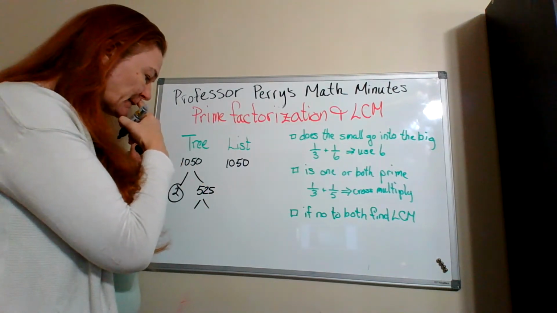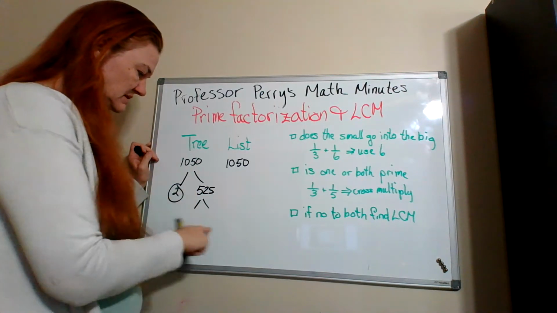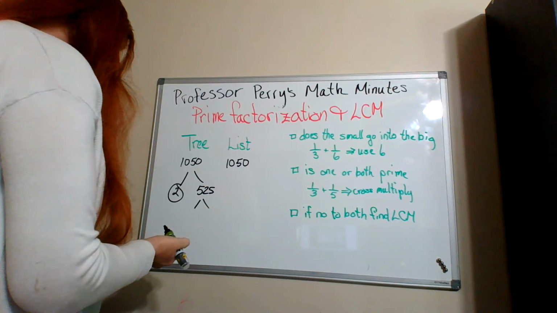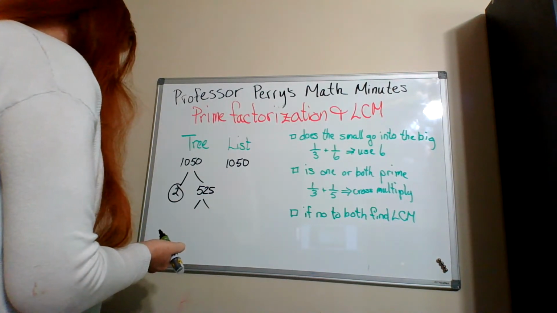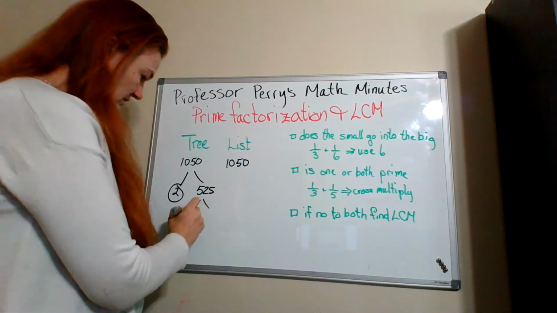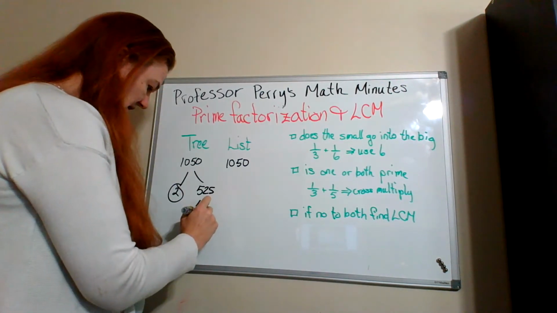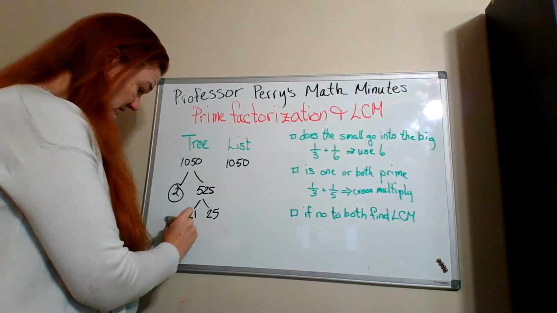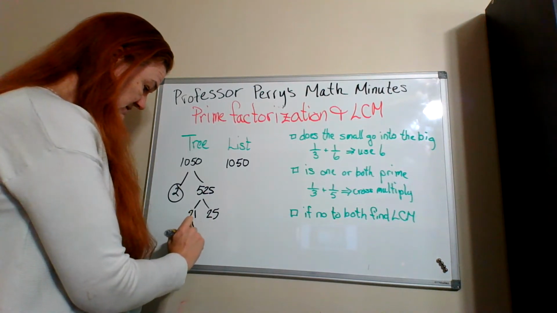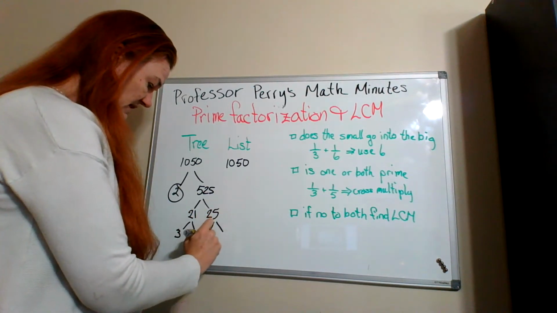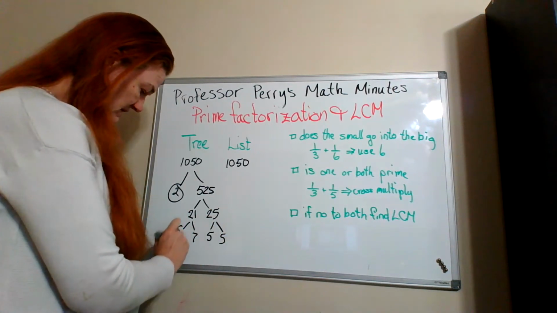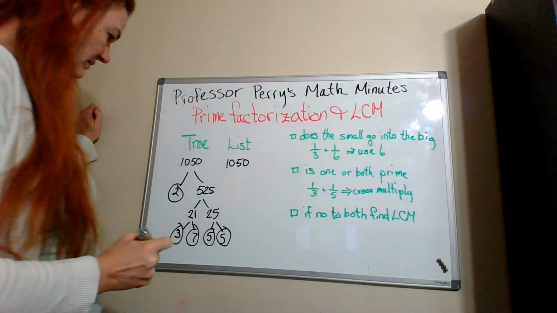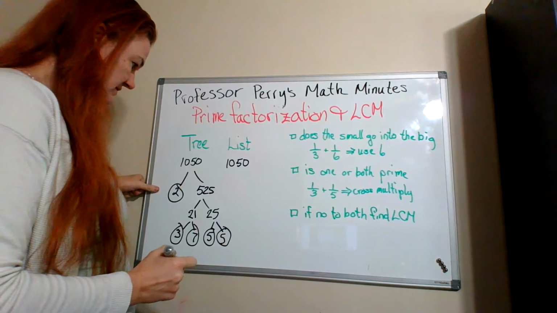Okay, I know that 25 will go into 500 and 25 goes into 25, obviously. So I'm going to go ahead and divide by 25. So that is 21 times 25. Neither one of these is prime, so I keep going. 21 is 3 times 7. 25 is 5 times 5. Okay, 3 is prime, 7 is prime, 5 is prime, 5 is prime. So those are the prime factors.